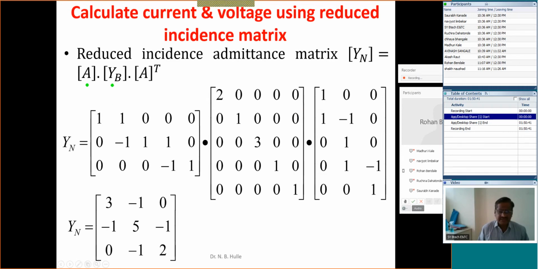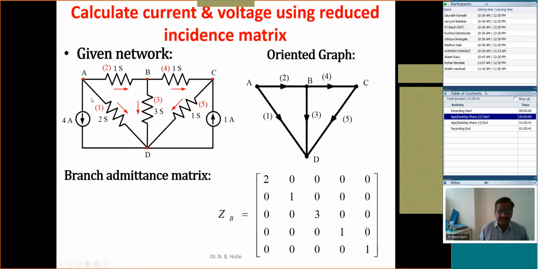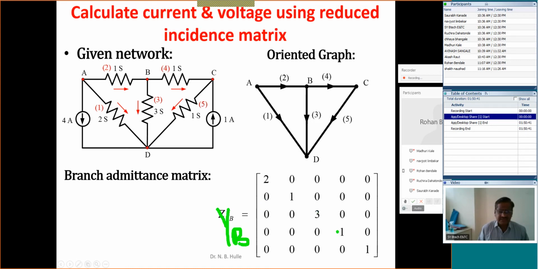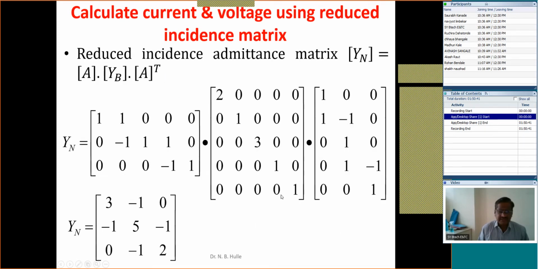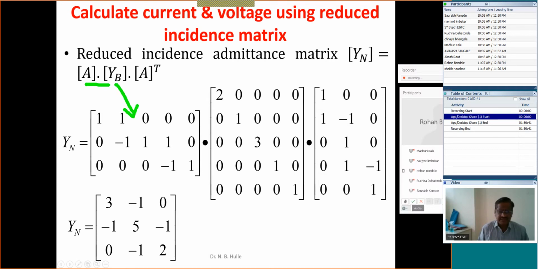This YB, I have copied, that is the branch admittance matrix, from the last case, which we have calculated here. This YB I have copied directly as it is, 2 1 3 1 1 and so on. Here, this is A, which is the incidence matrix. This YB is this, which is nothing but the branch admittance matrix, and this is the A transpose, that is the transpose of this reduced incidence matrix.